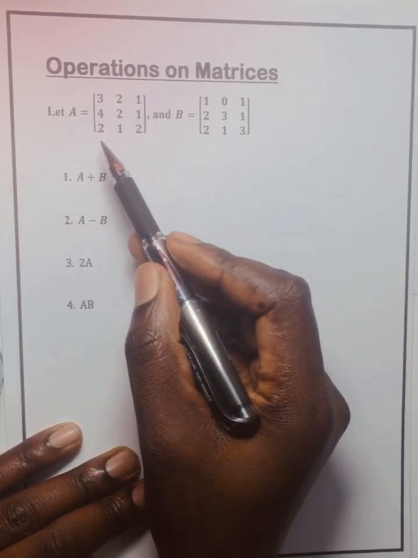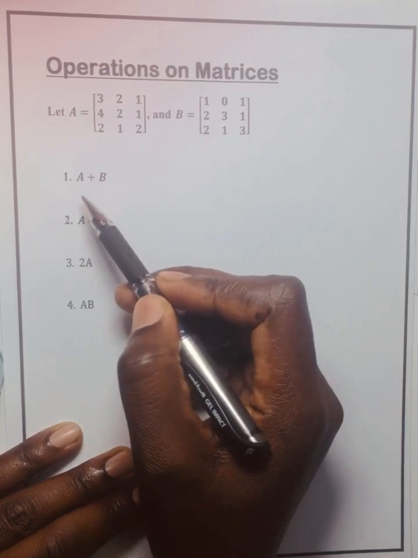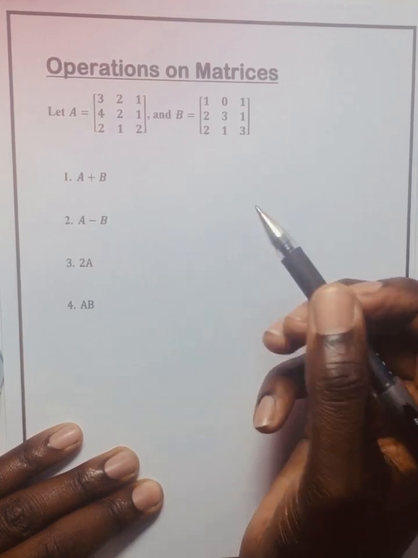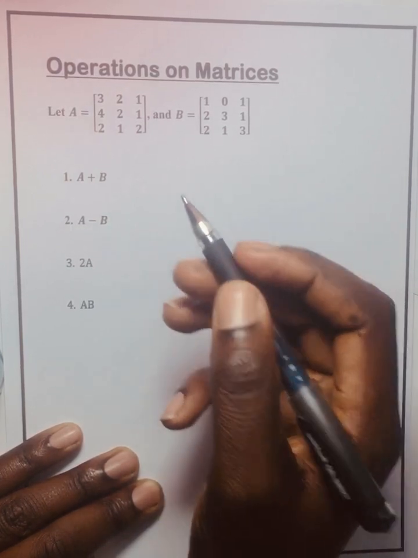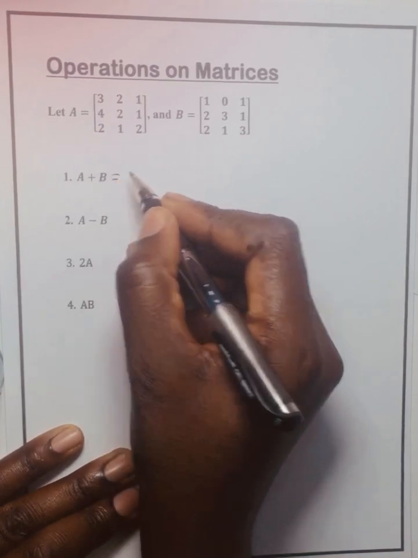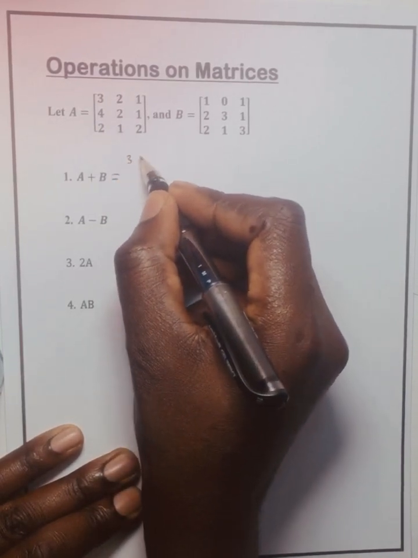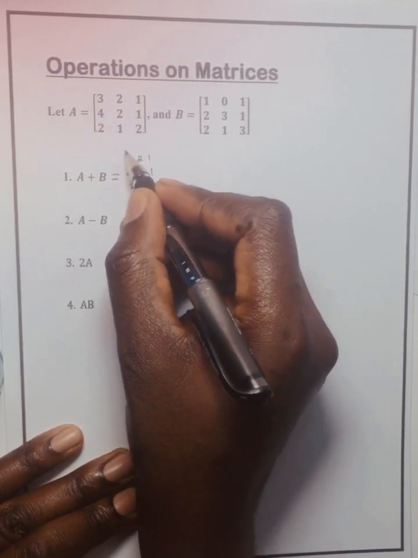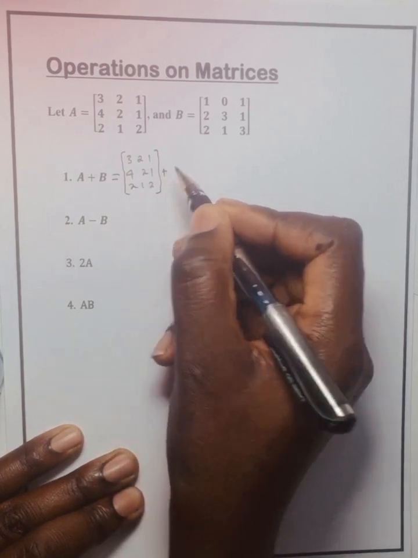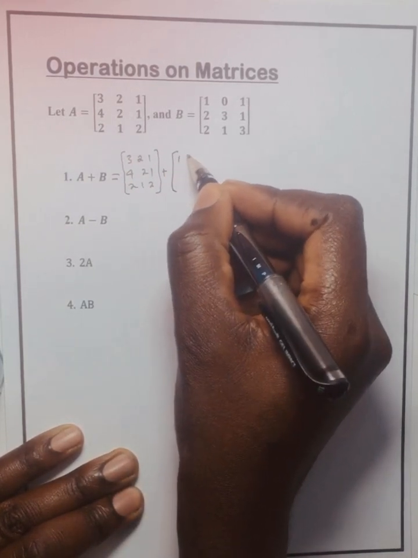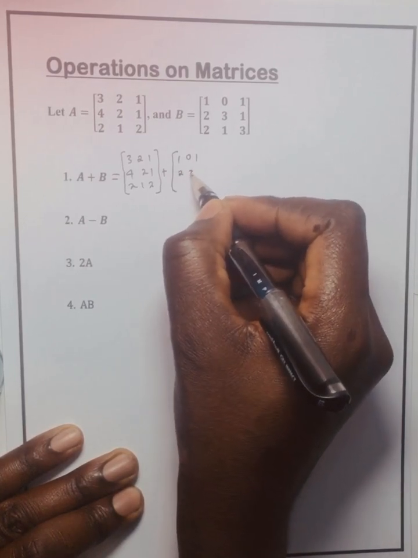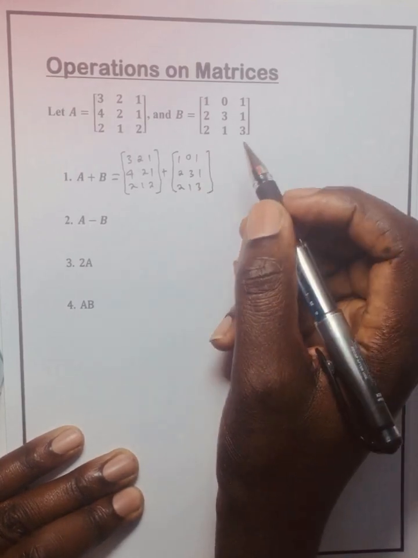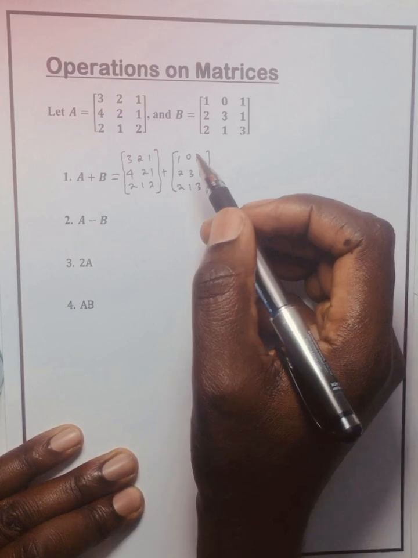So we have matrices A and B, and the first number requires that you add matrix A to matrix B. So in addition, just add the corresponding terms. So this one will be matrix A, which is 3 2 1 4 2 1 2 1 2, will be added to matrix B, which is 1 0 1 2 3 1 2 1 3. So here you just add the corresponding entries in each matrix.